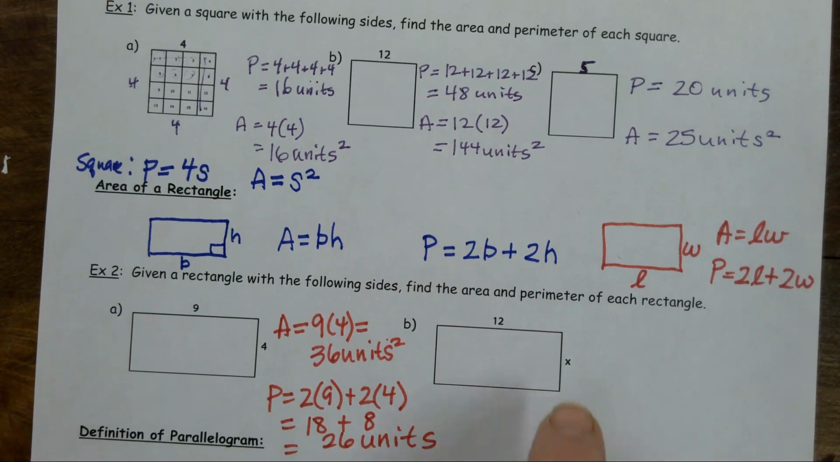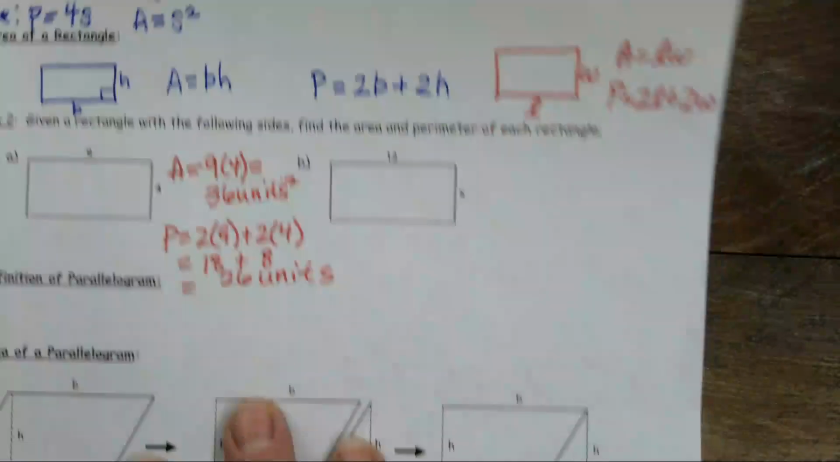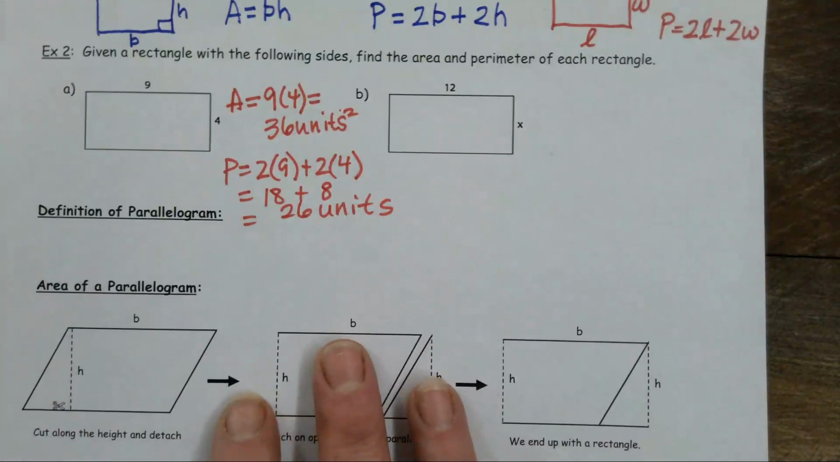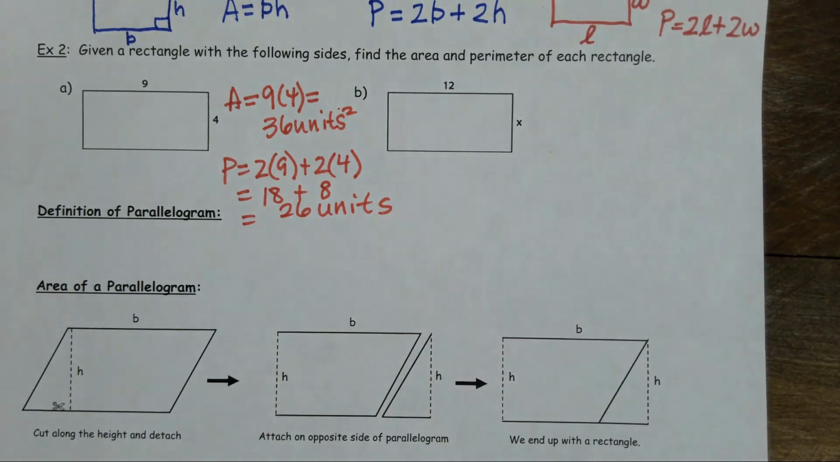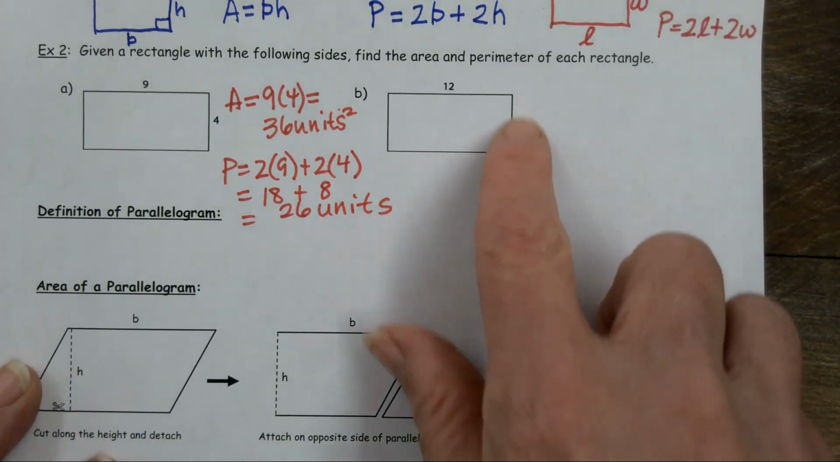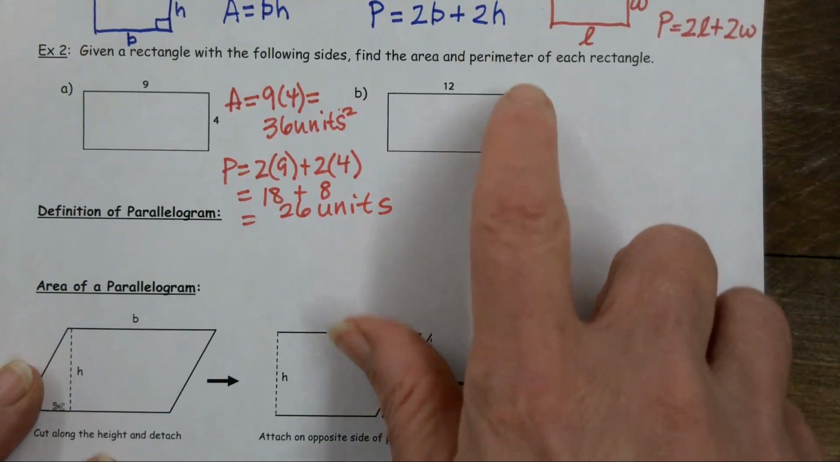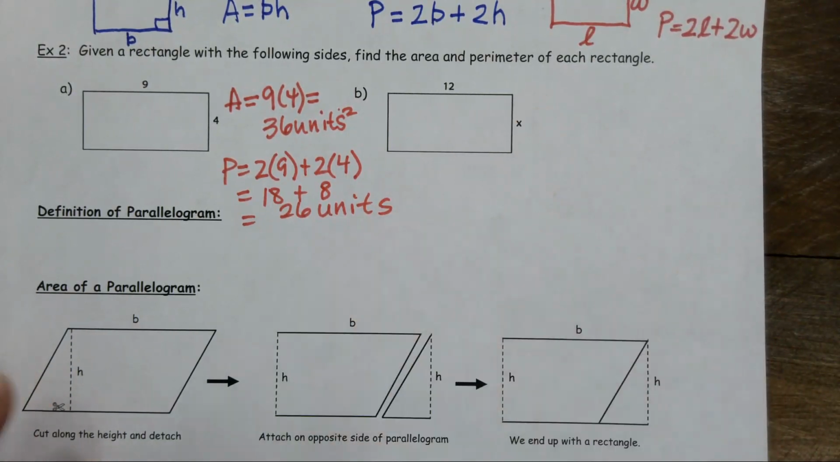What if I stick a variable in there? When you put a variable in it, it just makes it more algebra-like. It means that we're not committed to a measurement here. That could change. It could vary, hence the word variable there. But our formulas don't change.